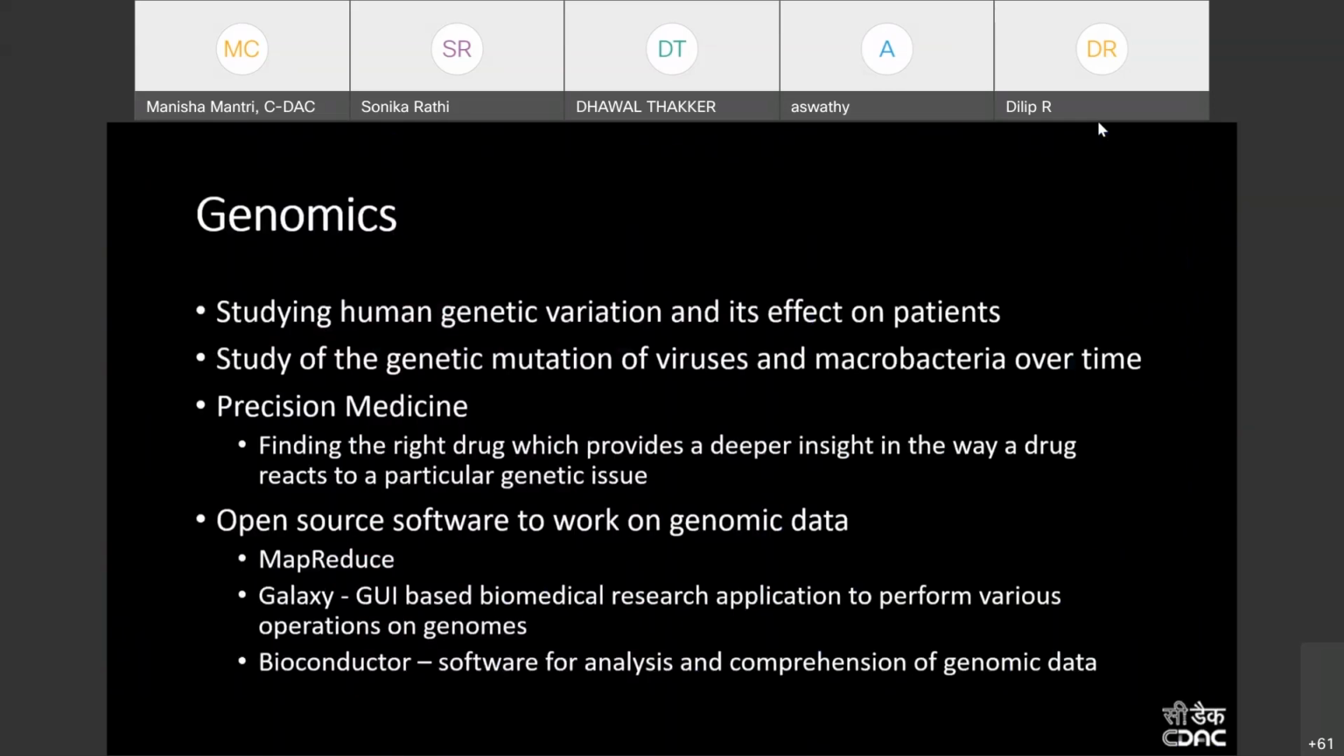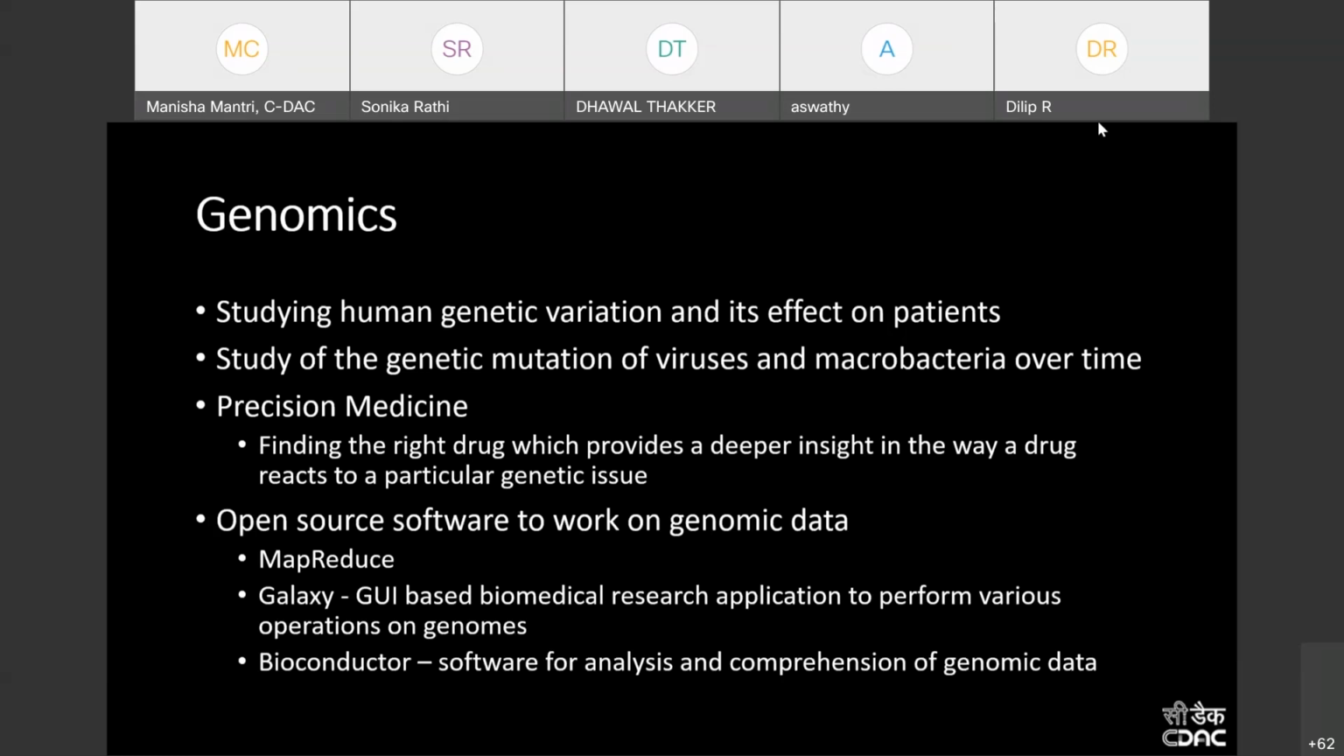And let's see, a few applications that I have noted from my side would be to study human genetic variations and their effect on the patient. One example everybody would know is one famous Hollywood actress who went through the study of her genomic structure and was identified as having the possibility of getting breast cancer, and she went through breast removal surgery. That's one good example of genomics, I would say, which really affects the lives of patients.